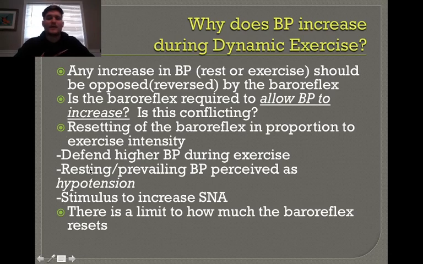And then we're going to get a resting prevailing, right? So what our blood pressure was before, that's going to be perceived as hypotension, right? So we're not going to be allowed to stay at this lower blood pressure. We're going to reset to a higher blood pressure. And so what is going to happen in response to this is that we're going to increase our sympathetic nervous activity, which is what we want during exercise. We want that increase in cardiac output and increase in mean arterial pressure during physical activity. But there is a limit to how much is reset, right?